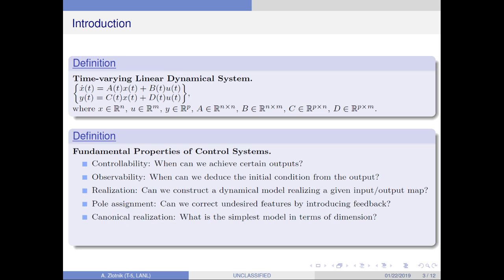Another fundamental property is the canonical realization. So what is the simplest model that describes a control system in terms of dimension? And finally, stability. How stable are trajectories of dynamical systems subject to small perturbations of initial conditions?